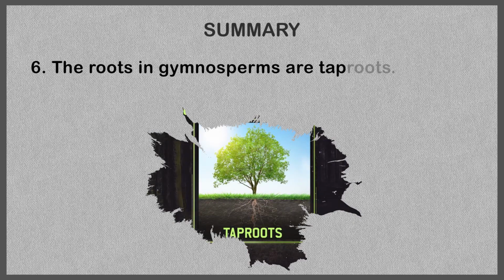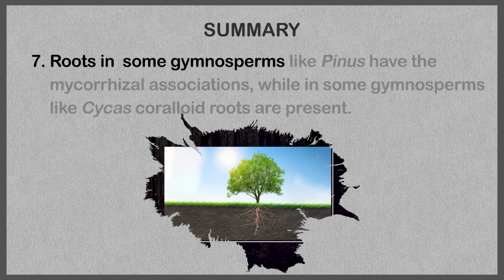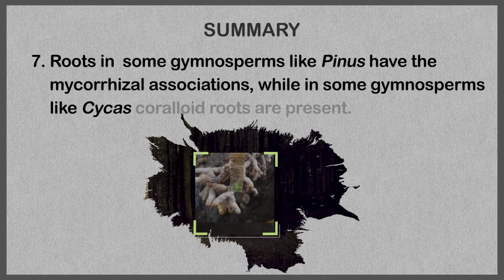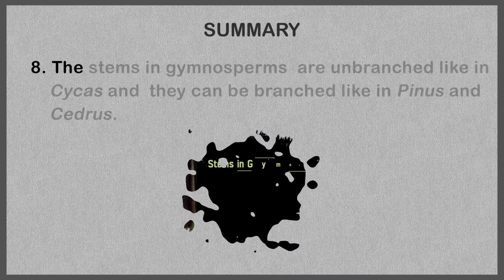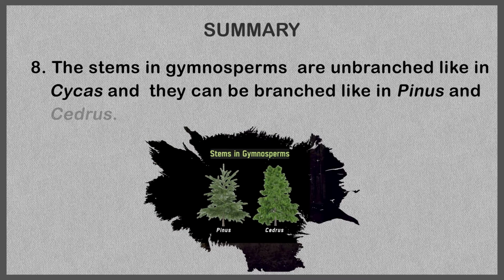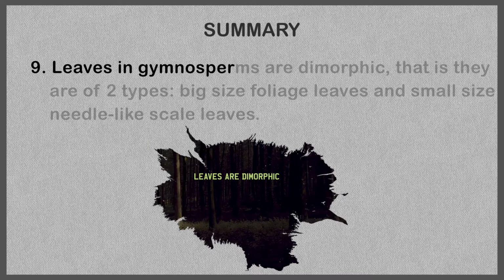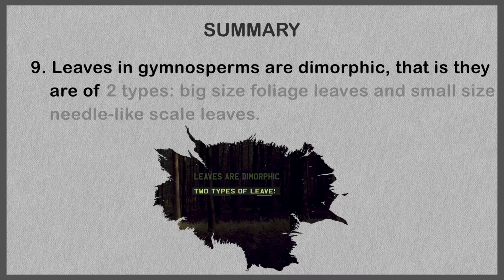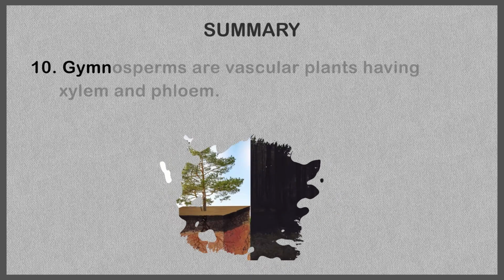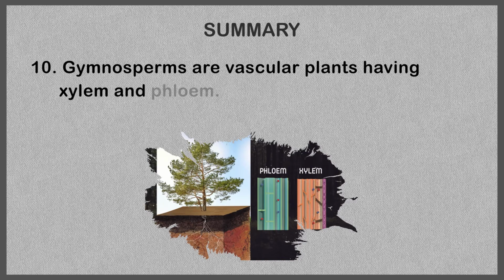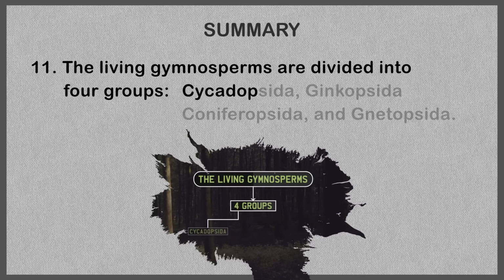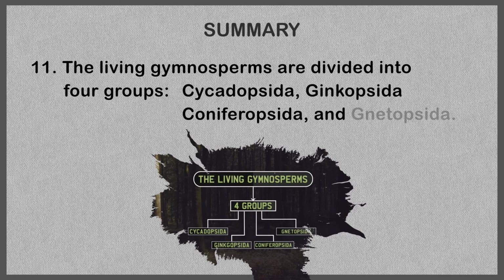Roots in gymnosperms are taproots. Roots in some gymnosperms like Pinus have mycorrhizal association, while in some gymnosperms like Cycas, coralloid roots are present. Stems in gymnosperms are unbranched like in Cycas, and they can be branched like in Pinus and Cedrus. Leaves in gymnosperms are dimorphic, that is, they are of 2 types: big size foliage leaves and small size needle-like scale leaves. Gymnosperms are vascular plants having xylem and phloem. The living gymnosperms are divided into 4 groups: Cycadopsida, Ginkgopsida, Coniferopsida and Gnetopsida.